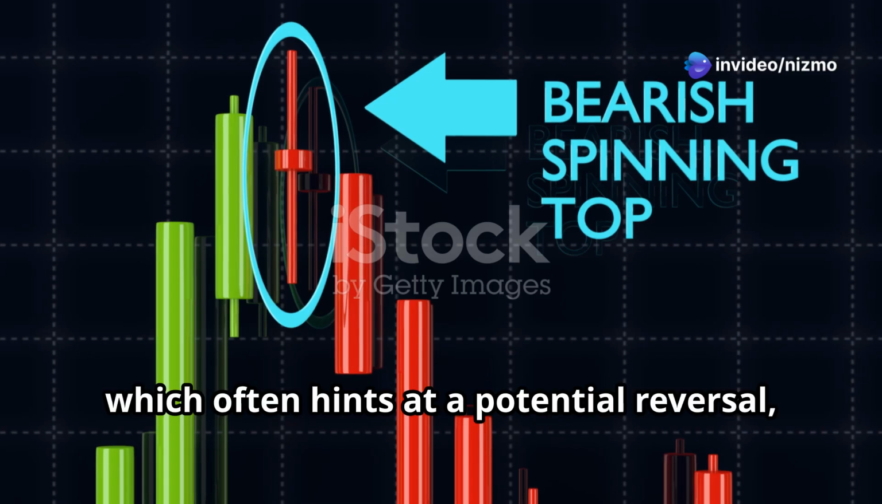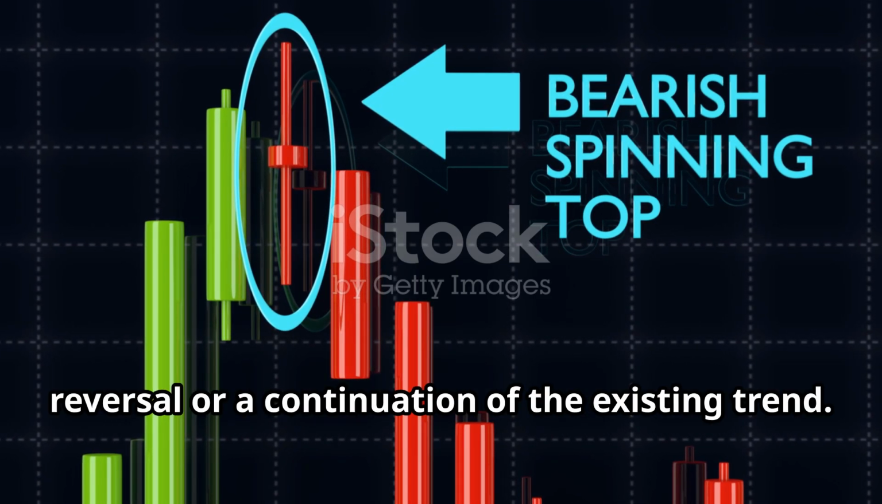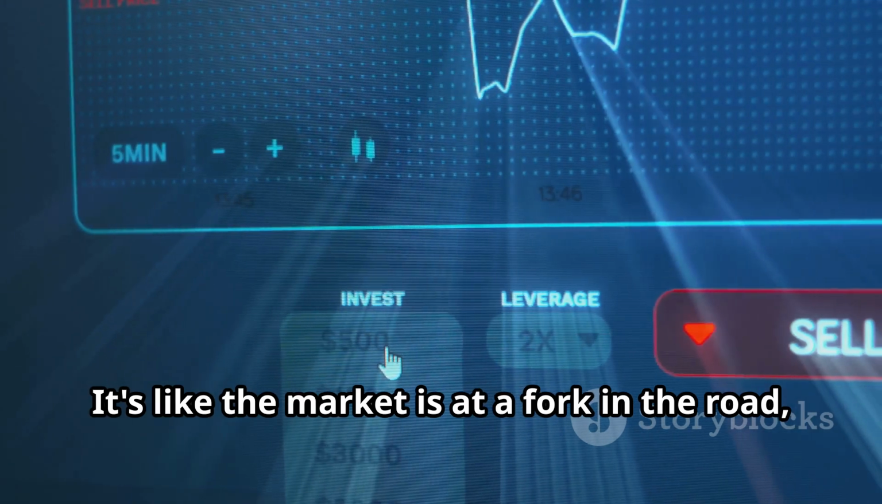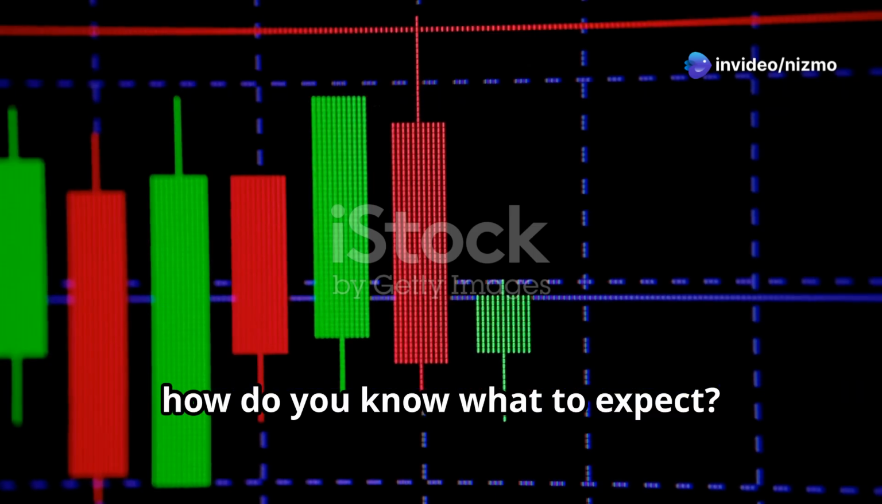Now here's where things get interesting with the spinning top. Unlike the doji, which often hints at a potential reversal, the spinning top can signal either a reversal or a continuation of the existing trend. It's like the market is at a fork in the road and it could go either way. So how do you know what to expect?